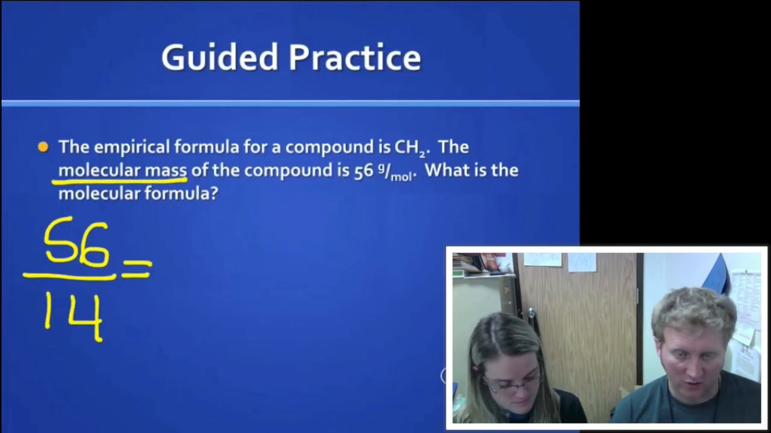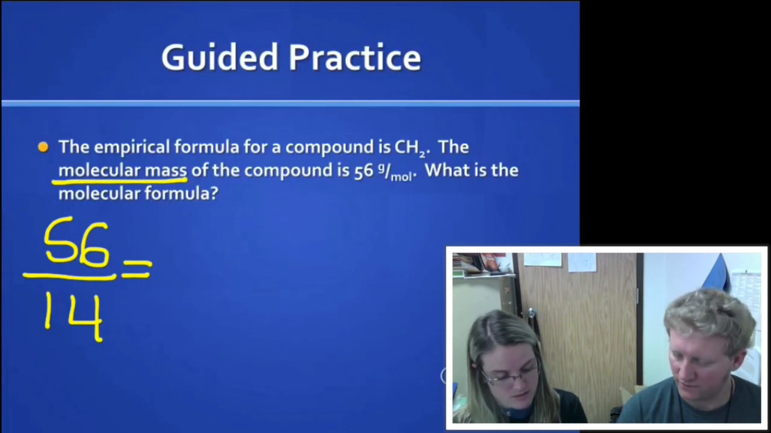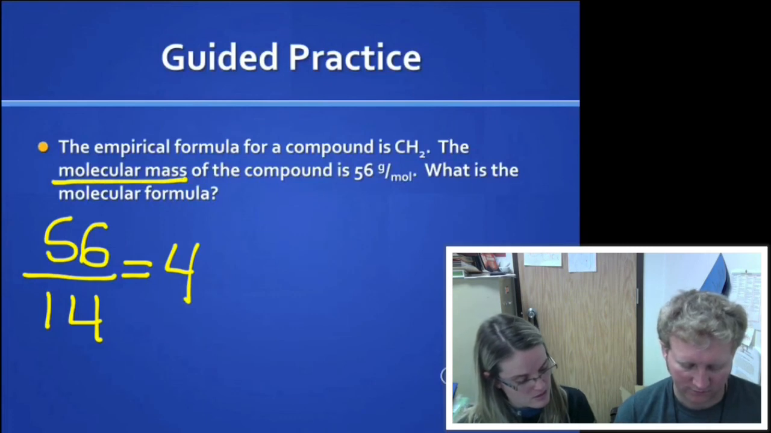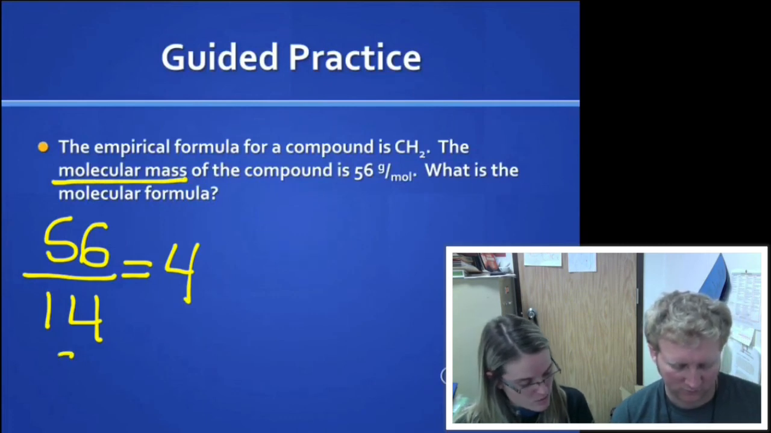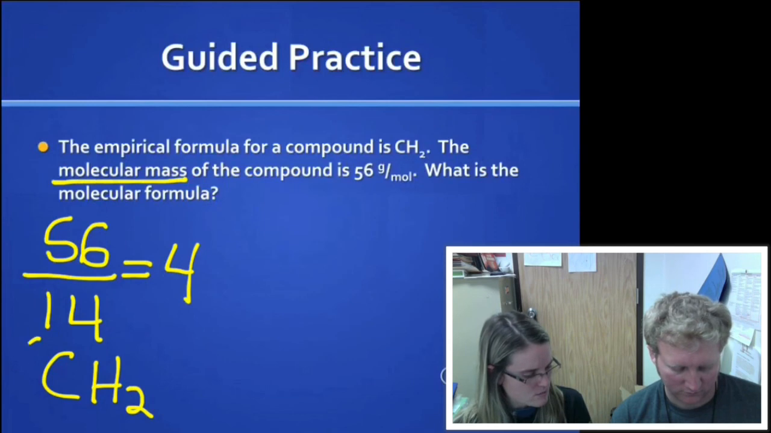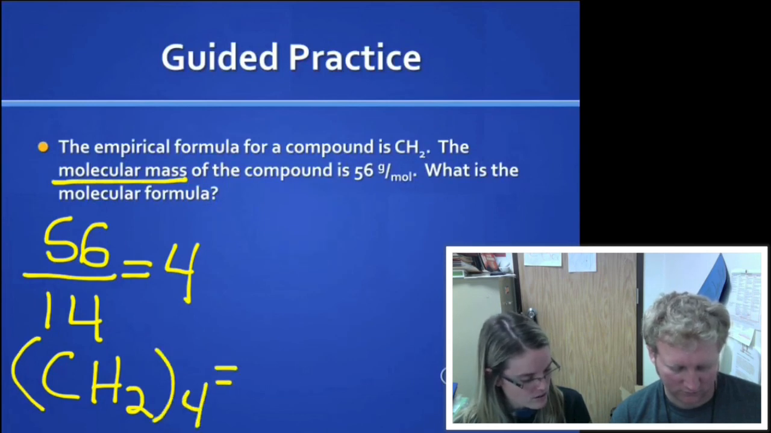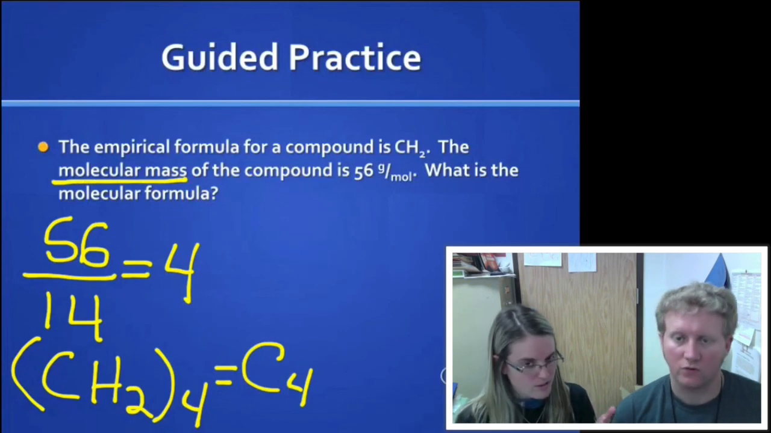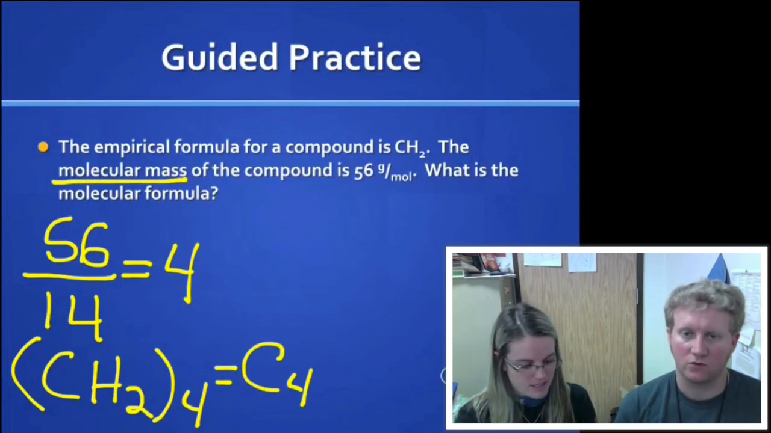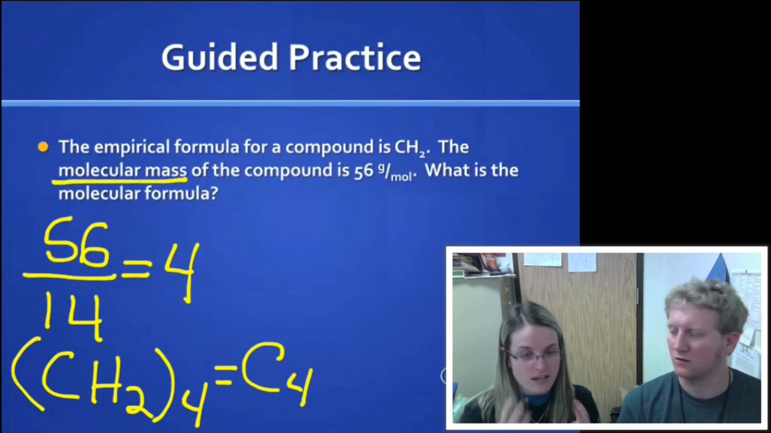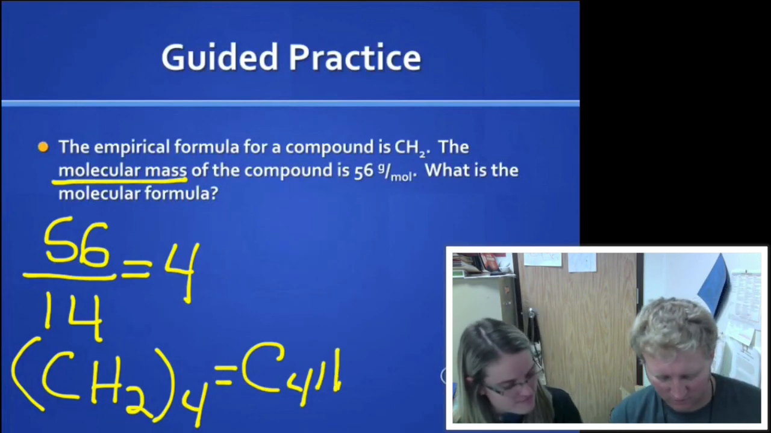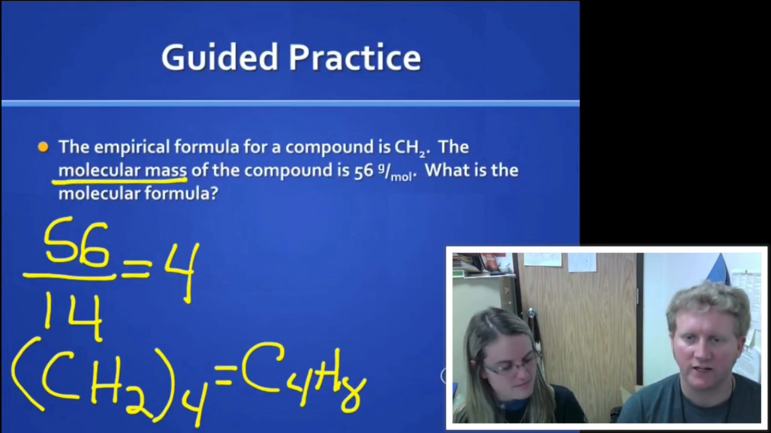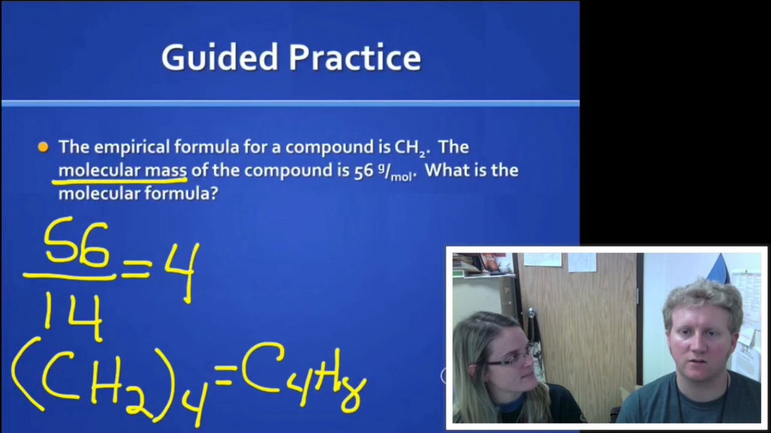And so now we want to go ahead and just divide them like we have them written there. So 56 divided by 14 is 4. All right, so that means I just do my basic formula, which was CH2, and I just multiply the subscripts times 4. So that'd be 4 C's. And 4 times 2 would be 8. C4H8. So that would be your molecular formula. Easy peasy, lemon squeezy. Not too bad.